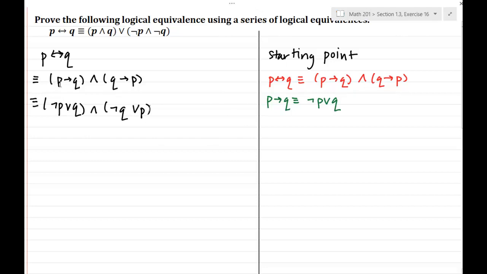Okay? So P implies Q is logically equivalent to negation of P or Q. Again, I think of hypothesis implies conclusion, negation of hypothesis or conclusion. Here, the hypothesis is Q and the conclusion is P. Negation of hypothesis would be negation of Q or P.